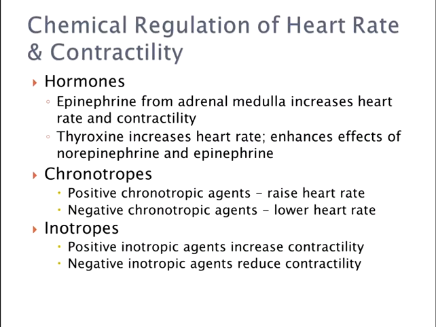All right, so let's talk about the other chemical regulators for heart rate and contractility. You have hormones such as epinephrine. Epinephrine, as I mentioned before, is associated with the sympathetic response. Your sympathetic chain ganglia will send signals right down to your adrenal medulla and cause the adrenal medulla to release epinephrine and norepinephrine, also known as adrenaline and noradrenaline. These increase the heart rate and the strength of contraction. Thyroxine also increases heart rate. It also enhances the effects of norepinephrine and epinephrine. So thyroxine, remember, that's thyroid hormone. Thyroid hormone is important for metabolic regulation, so it regulates metabolism.